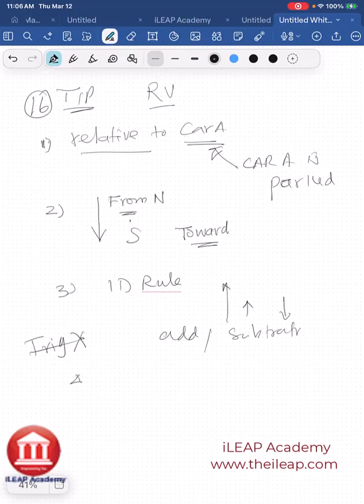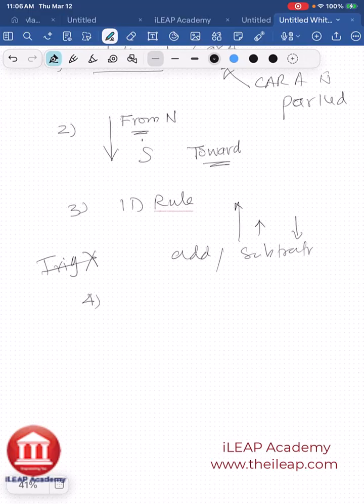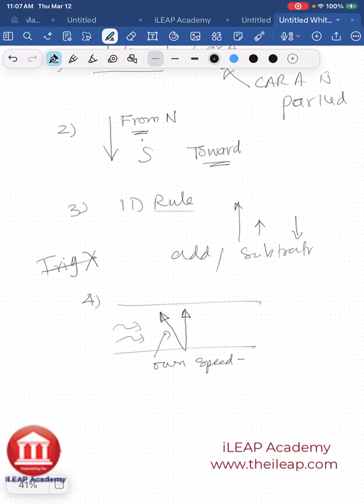Another tip, number 4, is boat. Okay, so if an object is sailing, say for example, you want to go straight. You want to go here, and then the water current is going like that. Then your own speed will become diagonal. This is very, very important. So your own engine speed is the hypotenuse.